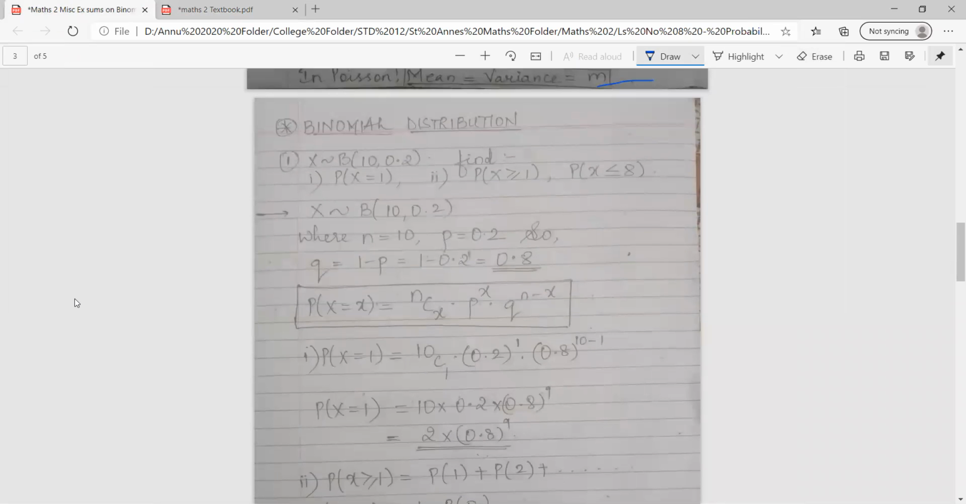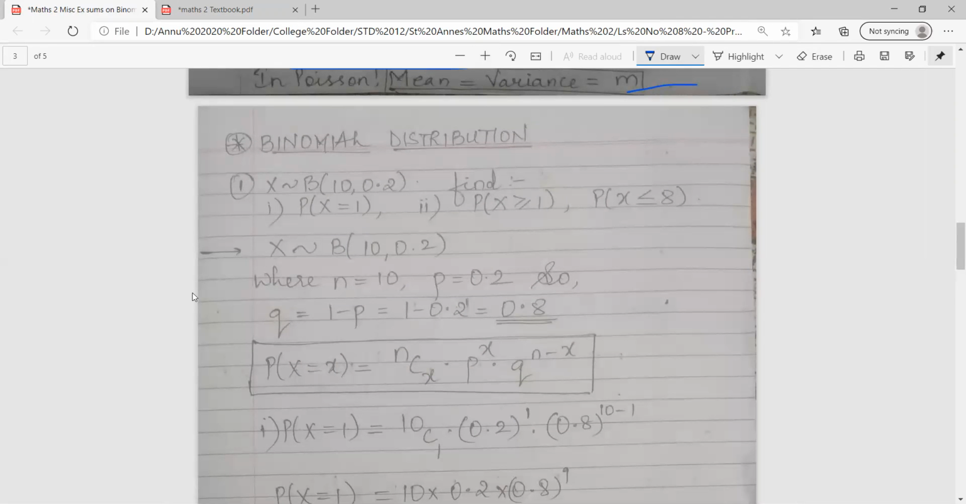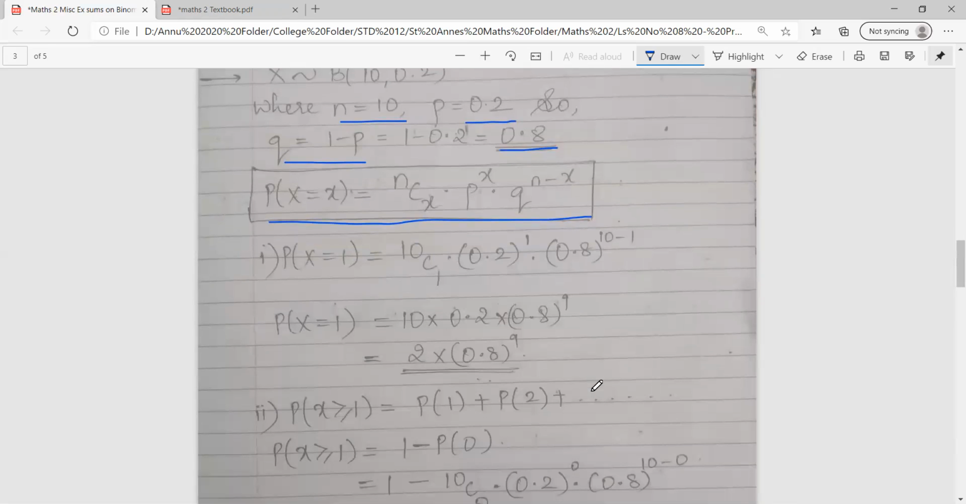As you can see, I have given the heading binomial distribution. So as X follows binomial distribution N comma P, where N is 10, P is 0.2. You can find the value of Q by putting the formula 1 minus P. So 1 minus 0.2 gives you 0.8. First we'll put the basic formula of binomial. Remember class, I had taught you all P of X is equal to NCX into P raised to X into Q raised to N minus X. In the same pattern, we'll be putting the values.